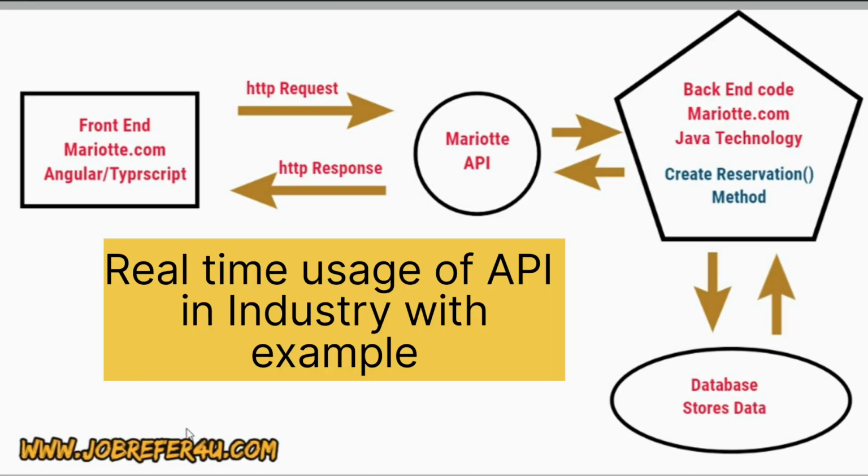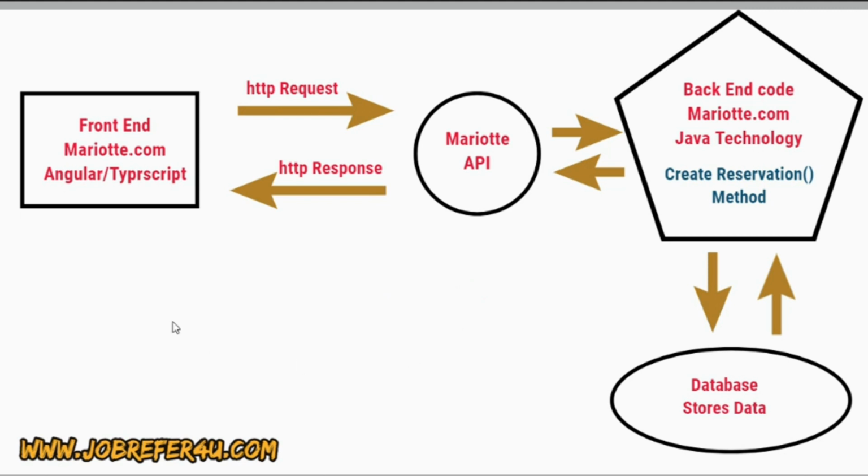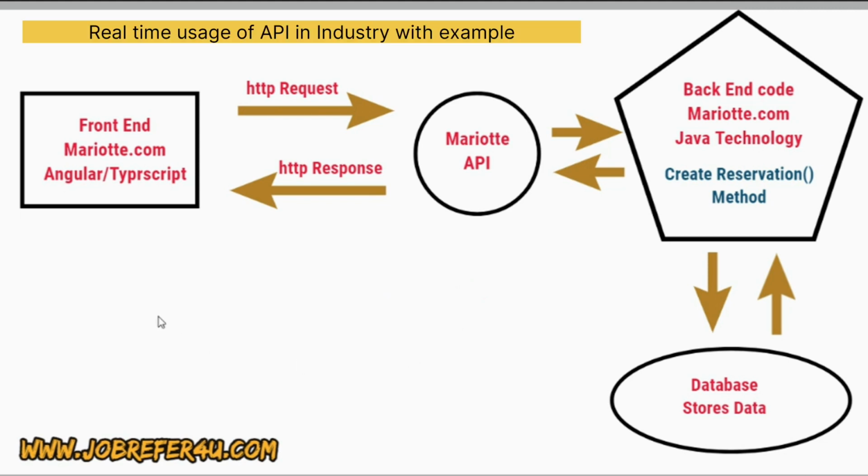So in this video, we are going to see the details about real-time usage of APIs in industry with examples. Now let's see the solution to fix the problem which we explained in the previous video. When you have a different stack on the front end and back end, we bring in a feature called API, which acts as an interface between your client and server. We also call it a middle layer between your client and server.